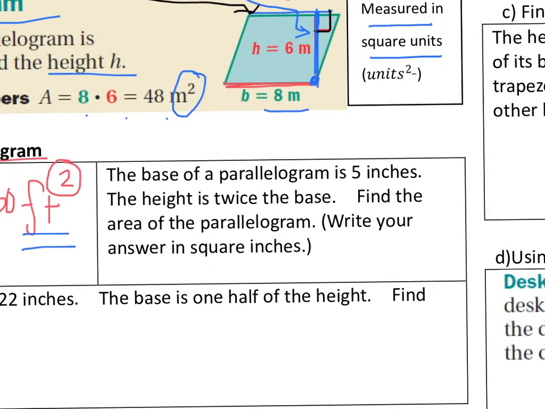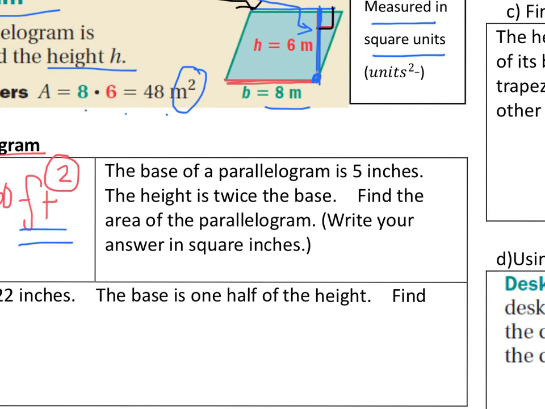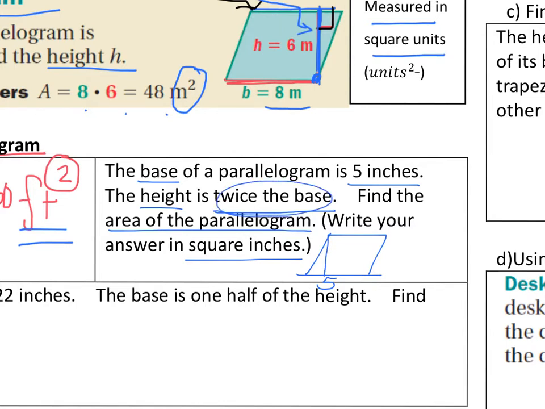What if I don't give you a picture? Perhaps you will need to draw it yourself. The base of a parallelogram is 5 inches. The height is twice the base. Find the area of the parallelogram. Write your answer in square inches. So if I have a parallelogram and the base is 5 and the height is twice the base, so that's 5 times 2, 10, then I can just go ahead and do 5 times 10, which is 50 inches squared.